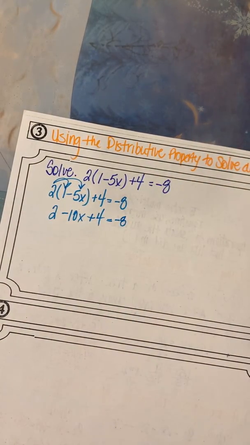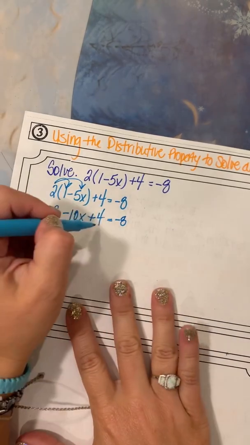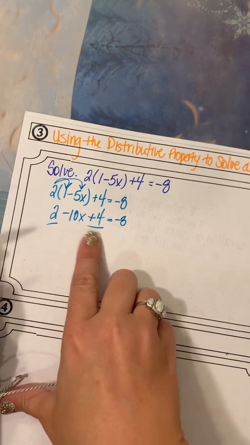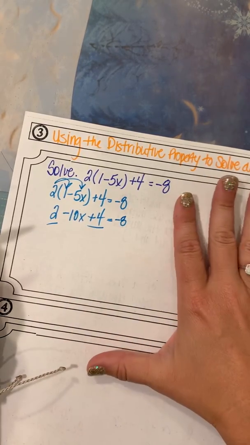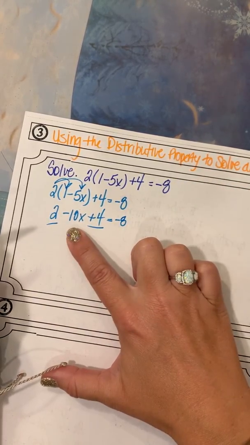Now I have to go back and do what we did in the previous example, which was combining like terms. So my like terms here are the 2 and the 4, both being positive. And then I have a negative 10x here.